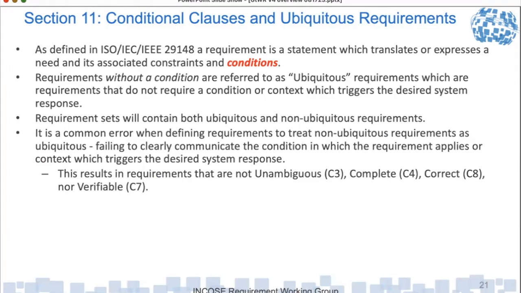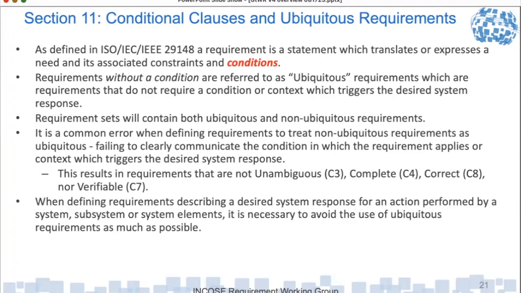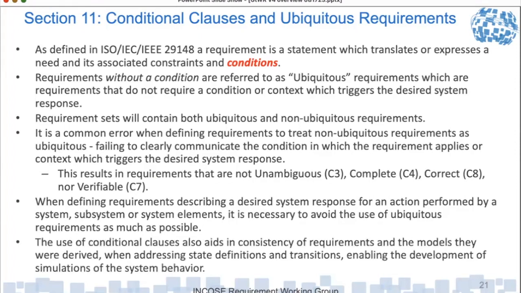So it's a combination when we're defining requirements to treat non-ubiquitous requirements as ubiquitous, failing to clearly communicate those conditions. And so this results in requirements that are not unambiguous, complete, correct, or verifiable. When defining requirements, describing the desired system response for an action performed by a system, subsystem, or system element, it's necessary to avoid the use of ubiquitous requirements as much as possible. Said another way, it's important that we include those conditional statements and conditions of use when we're writing requirements.